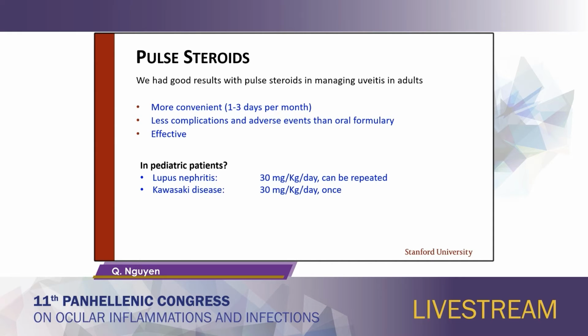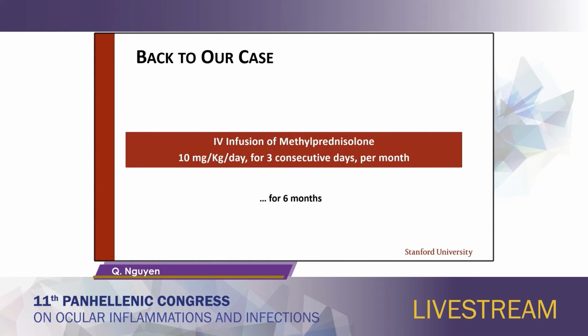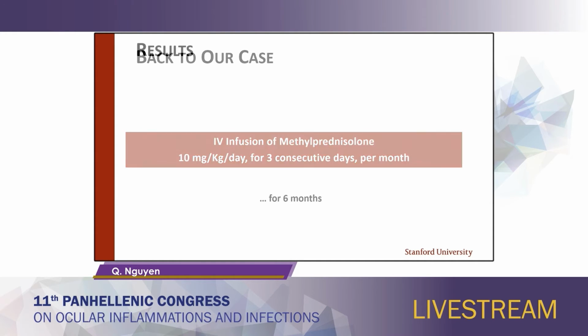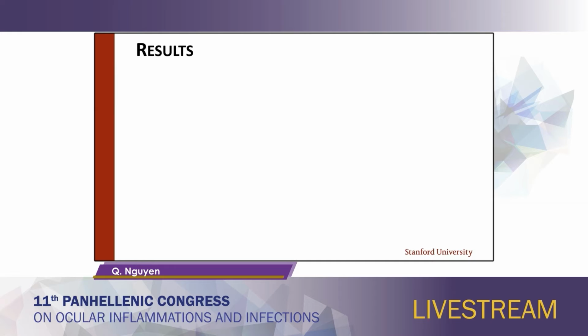Doses up to 30 milligrams per kilogram, which may be repeated, have been used and published. Therefore, in this case, we decided to treat the patient with intravenous infusion of methylprednisolone at a dose of 10 milligrams per kilogram per day for 3 consecutive days per month, and then treat for 6 months. Let us share with you the result that we have seen.